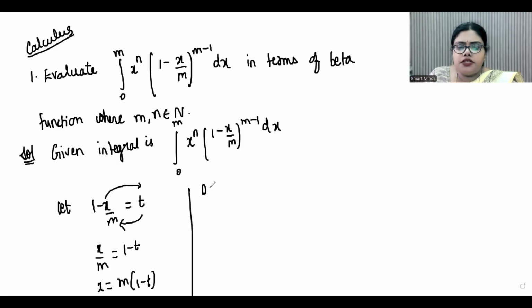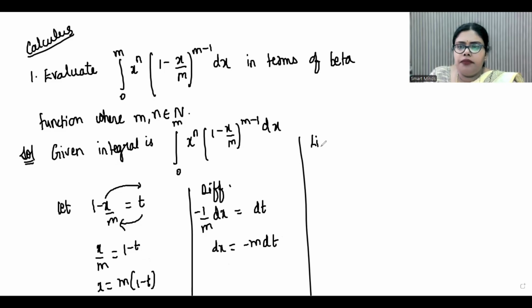Now if we differentiate this, what do you get? If you differentiate, you will get minus 1 by m dx is equal to dt. So dx is equal to minus m dt.